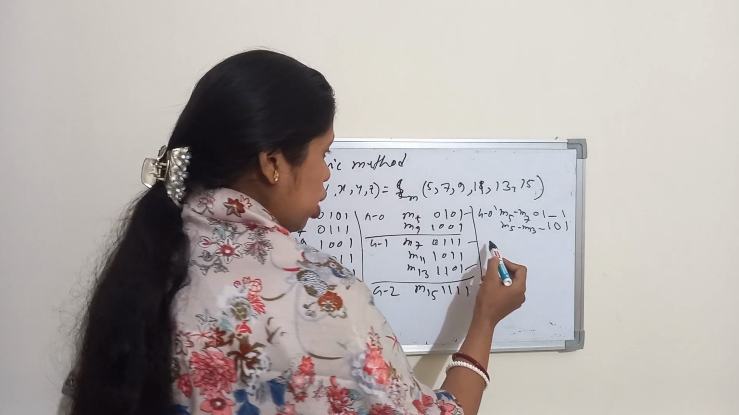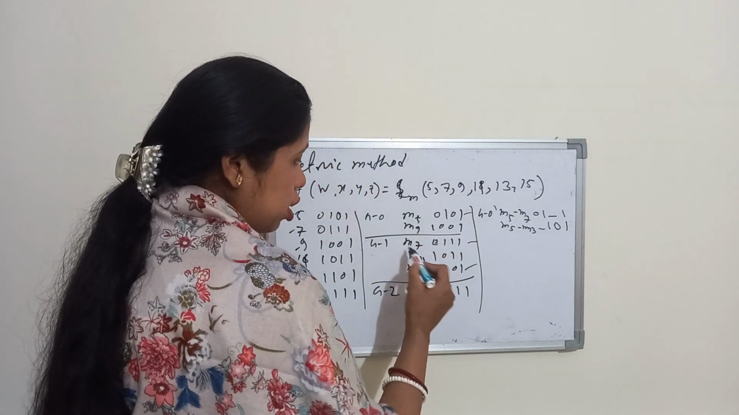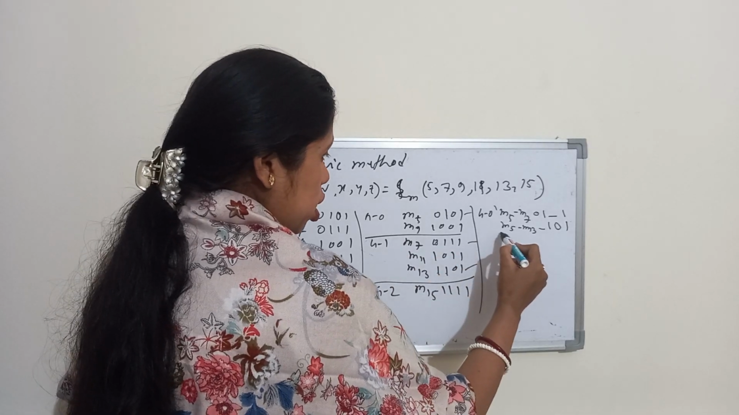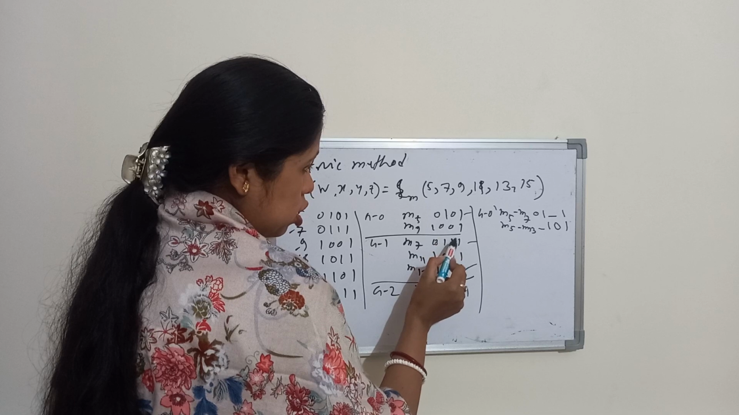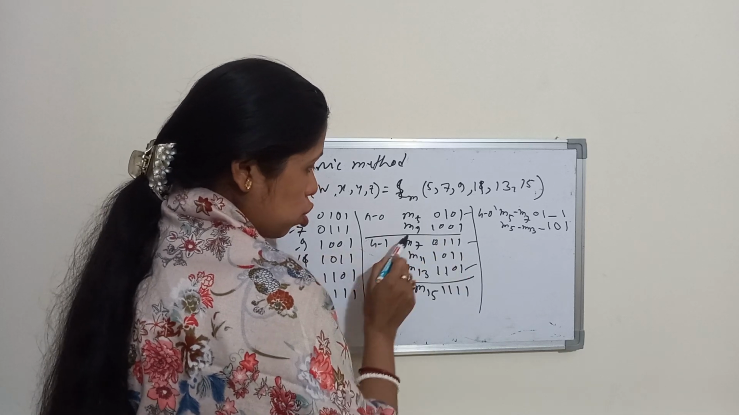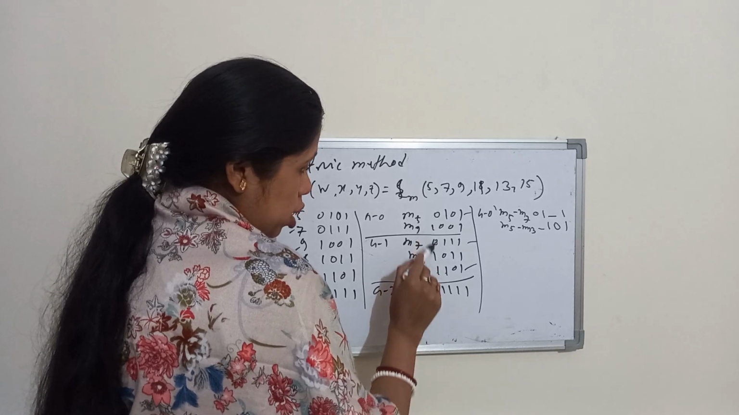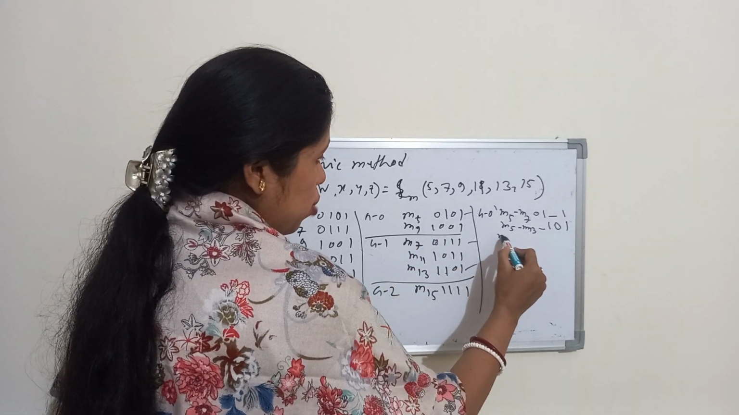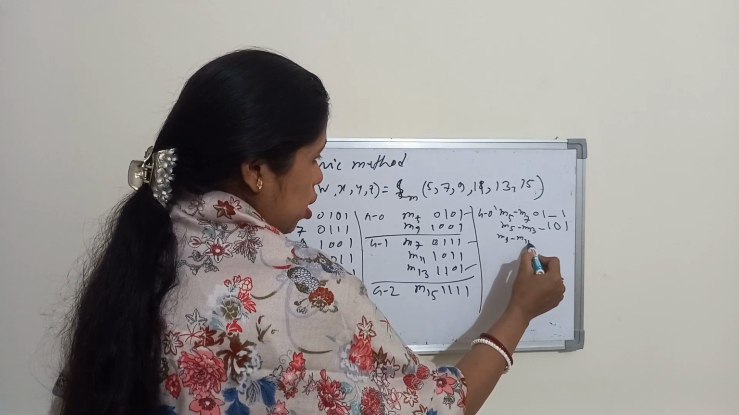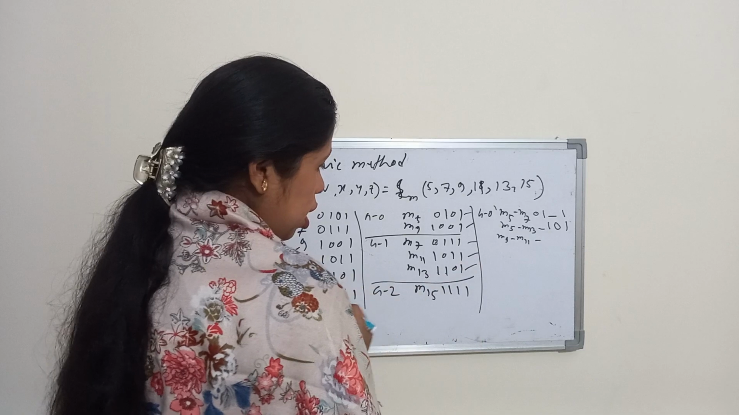mark here. Now in the same group, I am comparing M9 with all these three terms. M9: this is different, this is different, this is different, this is also, this is same. So you cannot compare. Matched. So now M9 with M11. Same, same, different and same. So M9 is matched with M11.